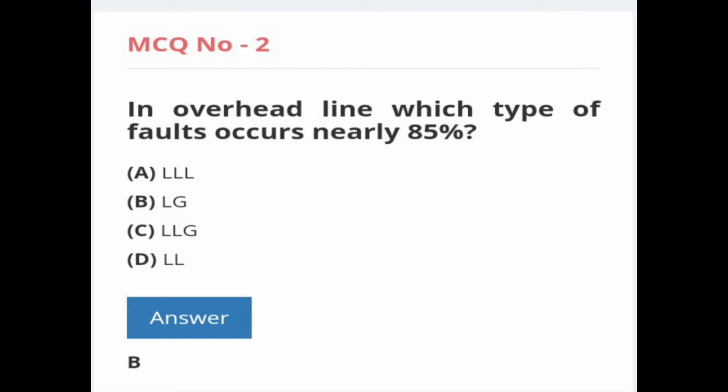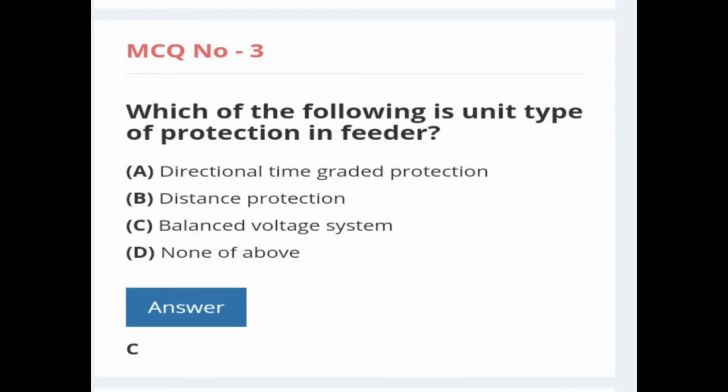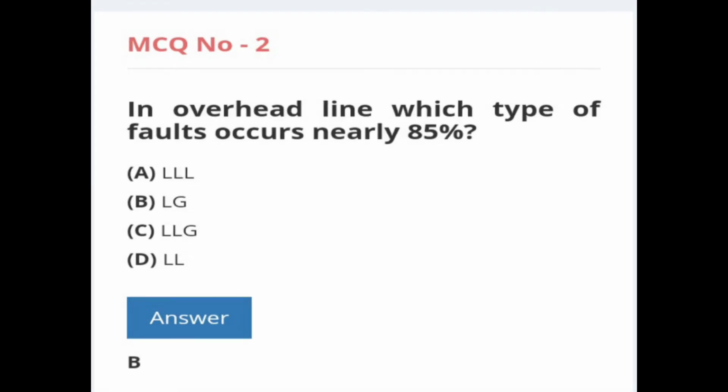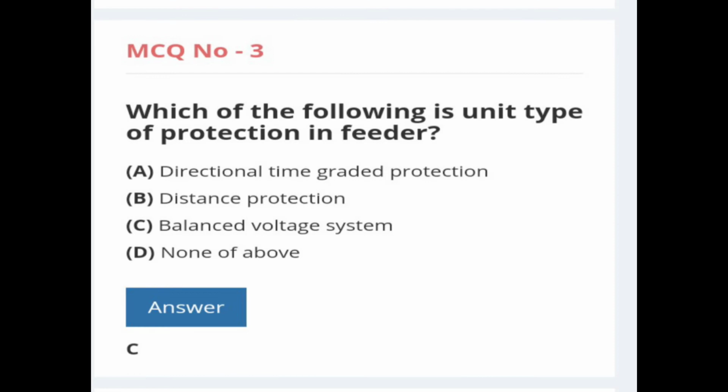So the answer is option B, LG fault. LG means line to ground fault. Which of the following is unit type of protection in feeder? Directional time graded protection, distance protection, balanced voltage system, none of the above. So the correct answer is option C, balanced voltage system.